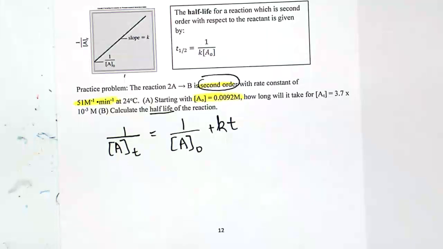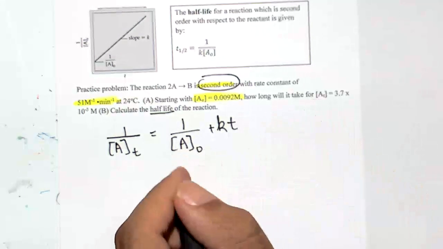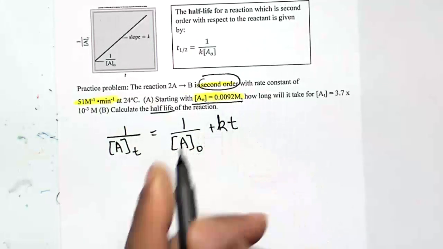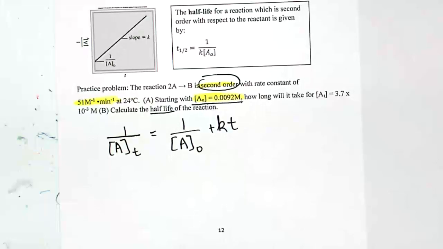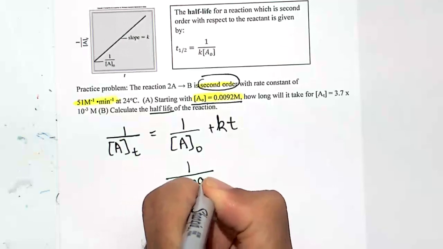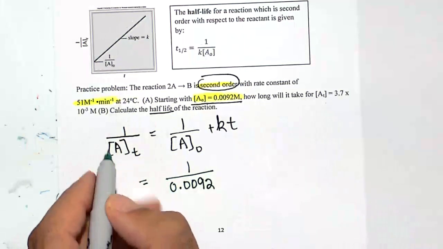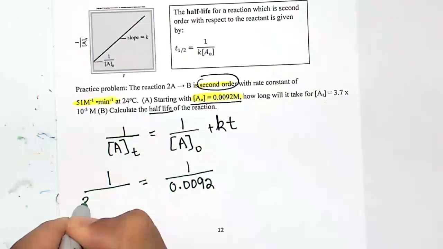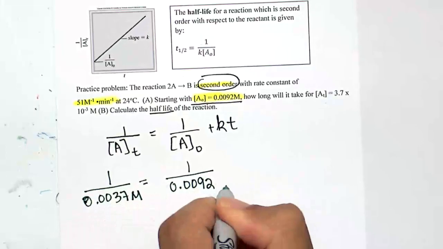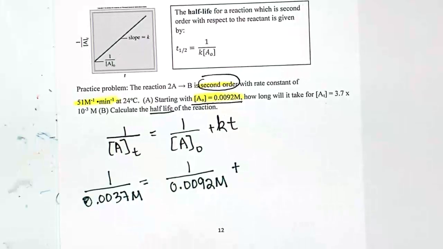Again, you don't have to memorize that. You just need to know what equation to pluck out. What is A naught in this problem? 0.0092. Very good. What is A at some time t? 3.7 times 10 to the minus 3. I'll just write 0.0037. Plus K. What is K?